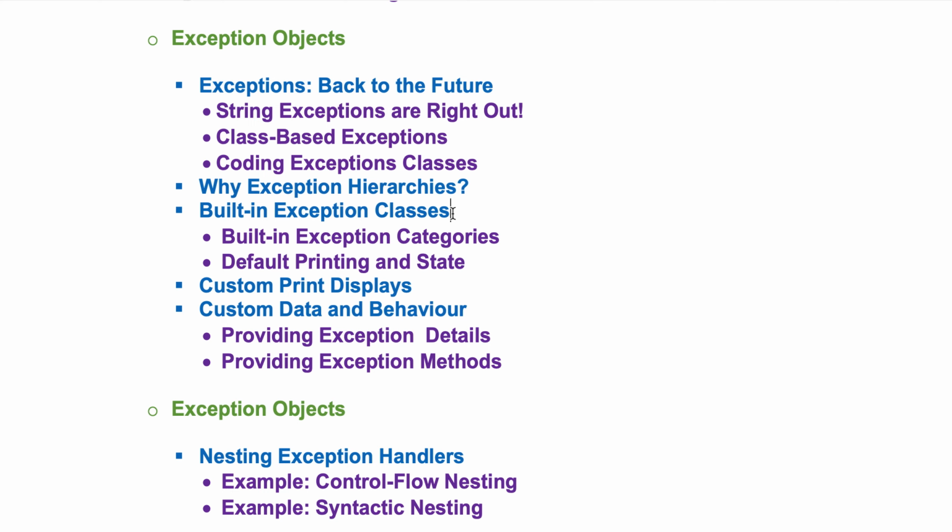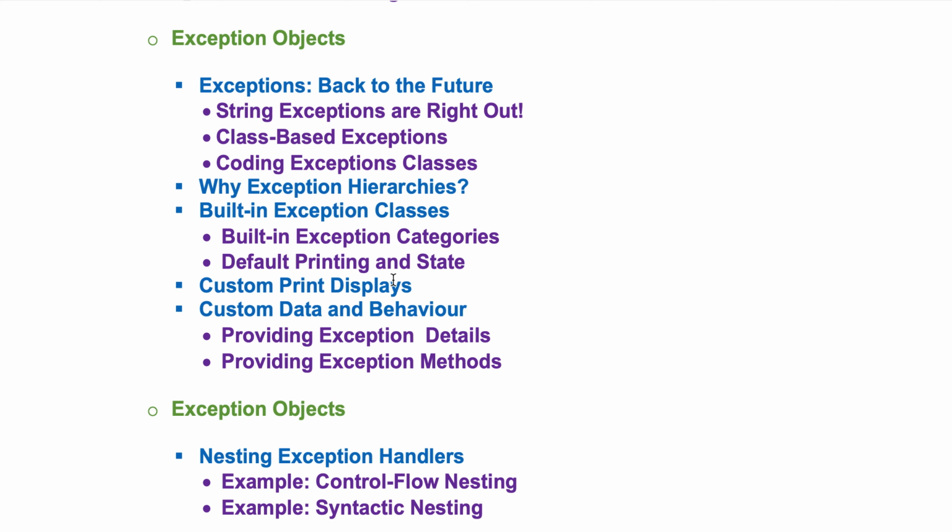So we jump to the built-in exception categories. For that we list ArithmeticError and ZeroDivisionError. Like with ArithmeticError we have ZeroDivisionError and OverflowError.